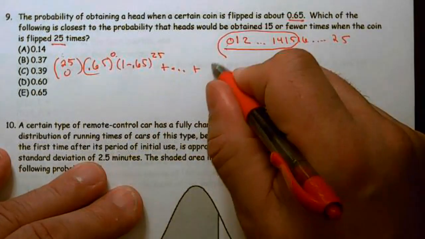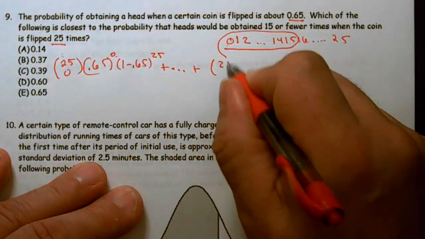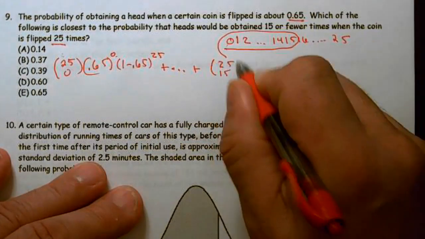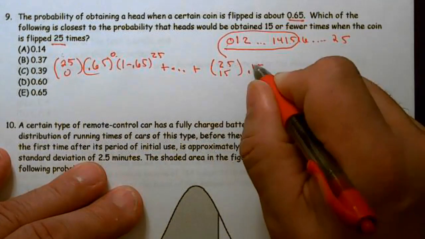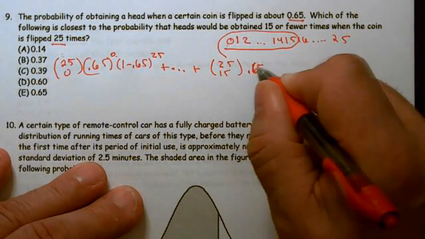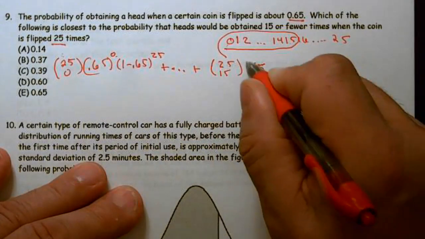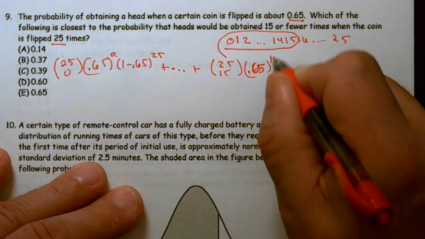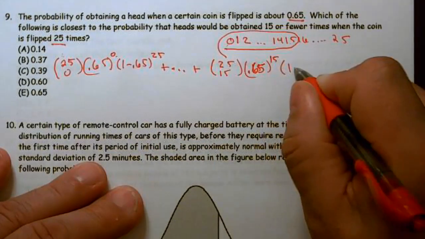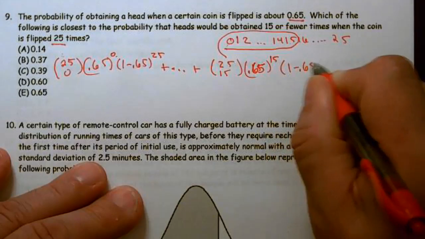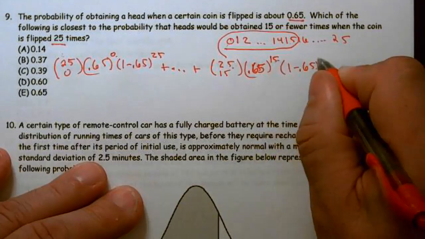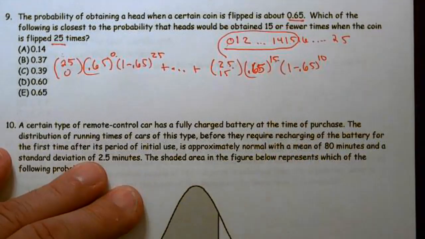Plus 25 choose 15, 0.65 to the 15th power, (1 minus 0.65) to the power of 25 minus 15, which is 10. So that's my work shown.